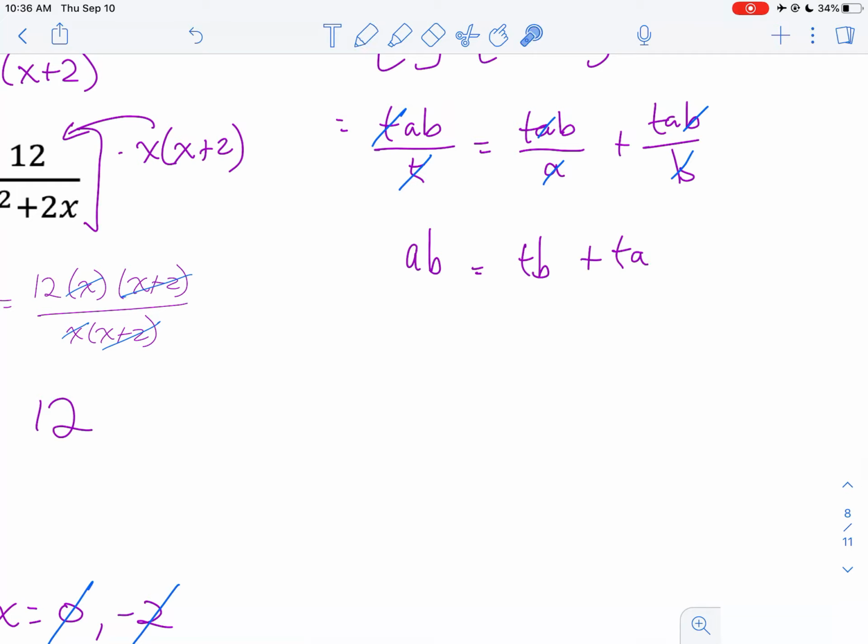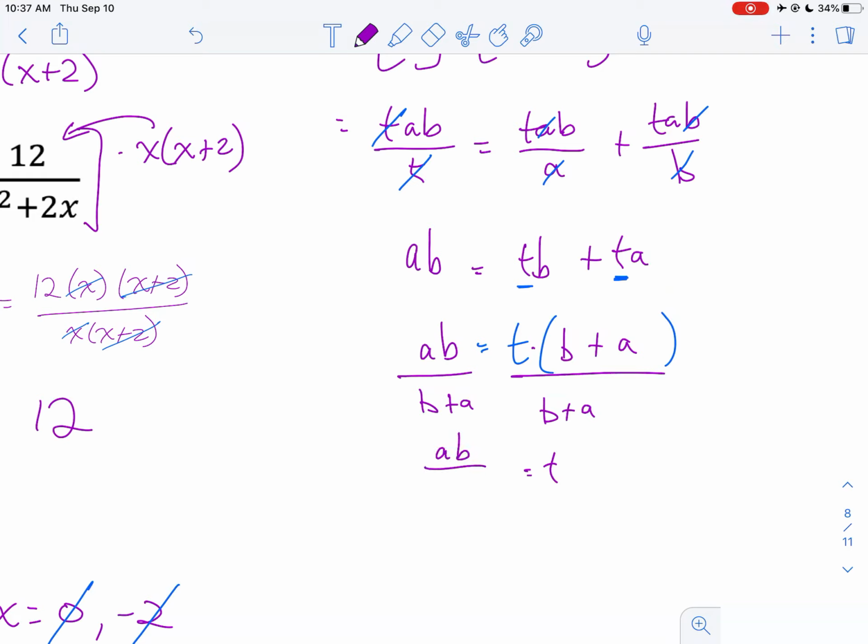Now you may be looking at this and saying, I don't know how to solve when there's two t's. Well, the trick is to make it one t. The way to do that is to factor out a t here. So you could see we have a t here and we have a t here. If I factor that t out, I'm now left with t times b plus a. I now have 1t times b plus a. If I divide both sides by b plus a, I get t is equal to ab over b plus a, or I'm going to switch it around, a plus b.